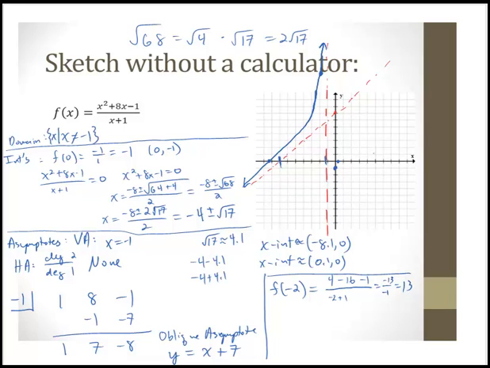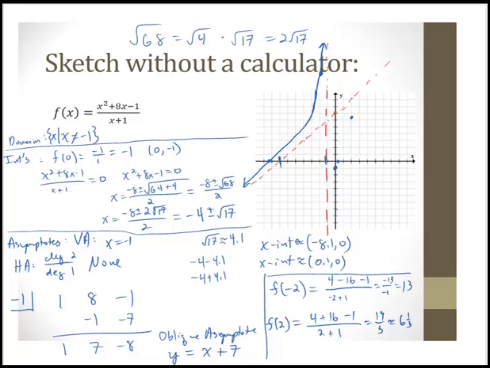Alright, how about a point that's further to the right of our last x-intercept? How about when x equals 2? What's f of 2? F of 2 would be 2 squared, that's 4, plus 8 times 2, plus 16, minus 1, over 2 plus 1. That's 20 minus 1, that's 19 over 3. So that's 6 1/3. So we have the point 2, 6 1/3. 1, 2, 3, 4, 5, 6 1/3. So there's that point.